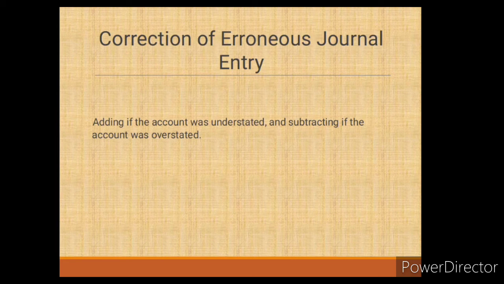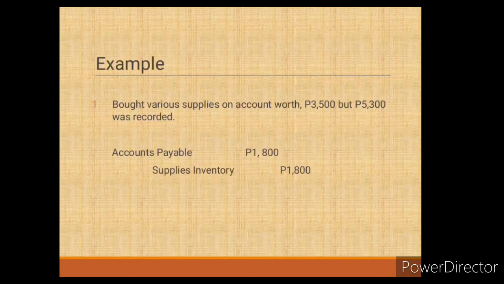Adding if the account was understated and subtracting if the account was overstated. In other words, dadagdagan natin ang kulang at babawasan ang sobra. Example, bought various supplies on account worth 3,500 but 5,300 was recorded. So, sa example na to, nagkaroon ng error sa journal entry at ang accounts payable at supplies inventory ay overstated. Therefore, ang entry natin ay debit accounts payable 1,800 and a credit of supplies inventory 1,800.